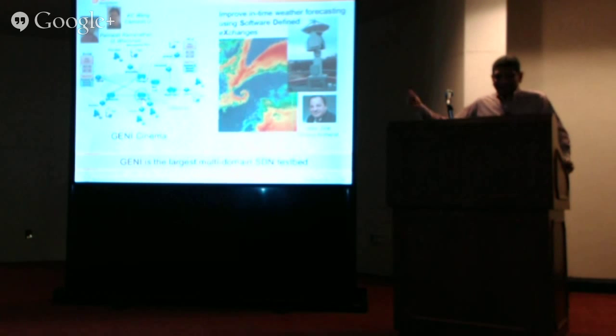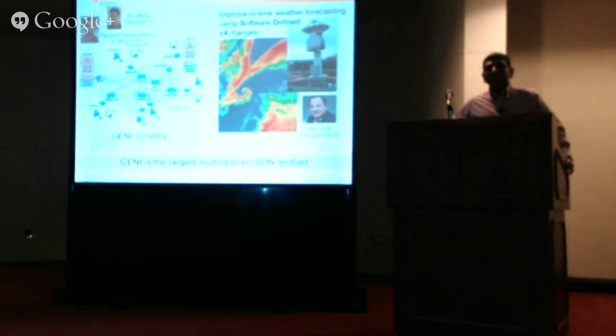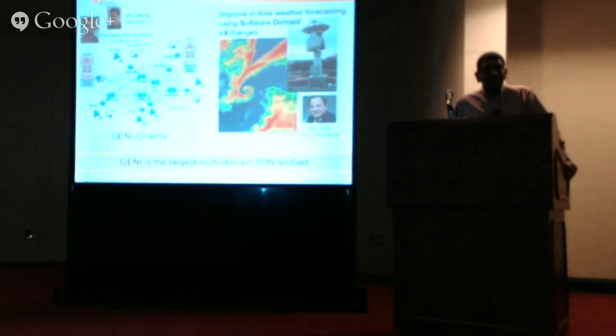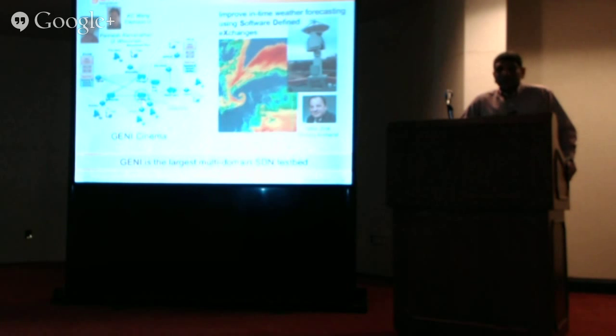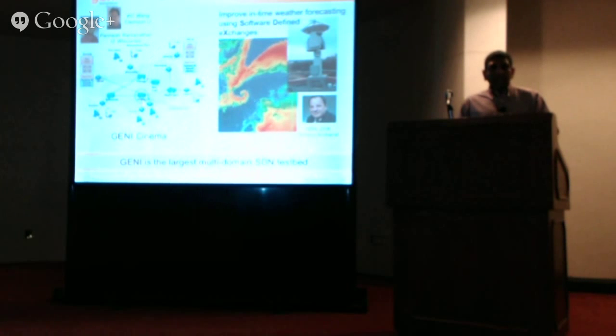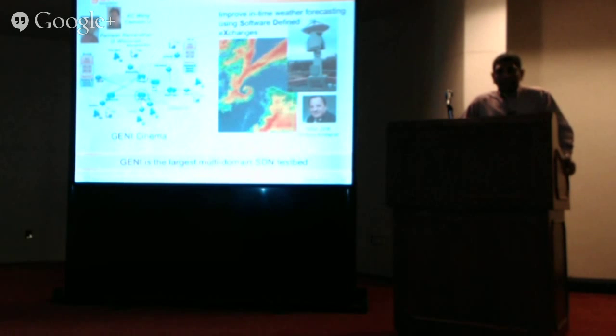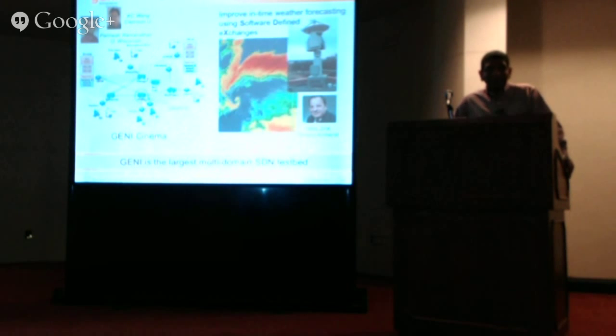Sorry. So then there's another experiment that Mike Zink is running. The University of Massachusetts has weather radars deployed, I think, in Oklahoma, and they get live weather radar information. They have an application that runs over GENI, a nowcasting application, that can get really short-time forecasts. So, is it going to rain in the next 10 minutes? Most people would just look out the window, but I guess these being weather researchers, they like to do this.